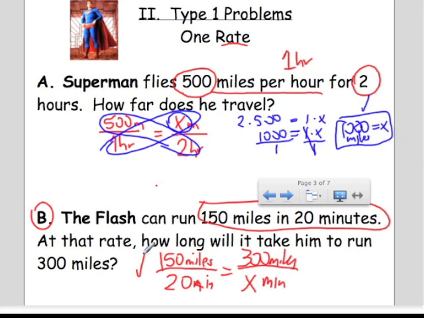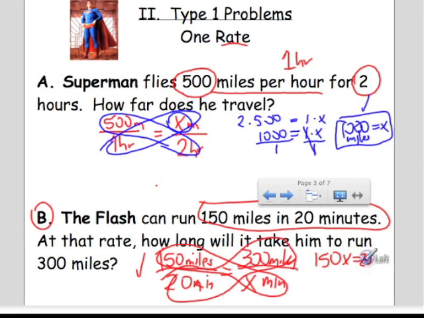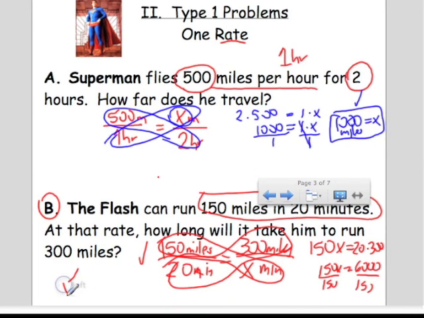Second is to actually solve it by cross-multiplying and dividing. 150x equals 20 times 300. This really equals 6,000. And 150x, you then divide by the coefficient, divide by 150, divide by 150. And your solution should have been that x equals 40.